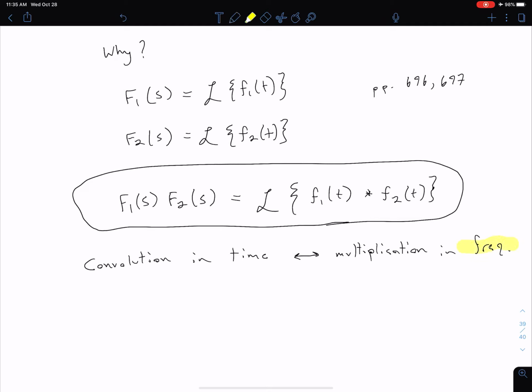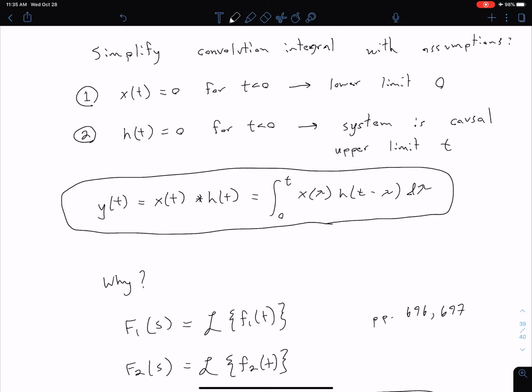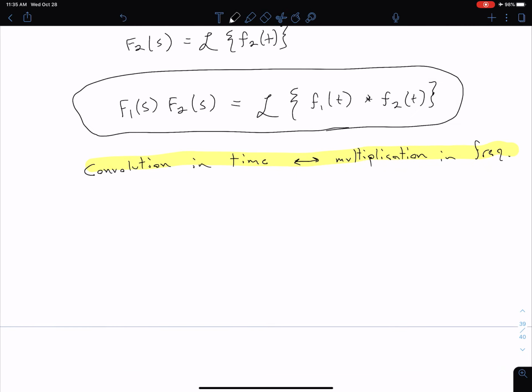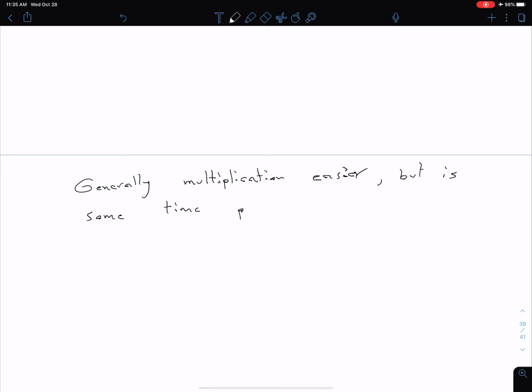And so, of course, oftentimes multiplication is going to be a lot nicer to deal with than convolution, because remember, if we're doing this convolution analytically, we're going to have to do this integral equation. But there are some cases when we do want to work in the time domain. So generally our multiplication is easier, but in some cases our time domain is preferable.